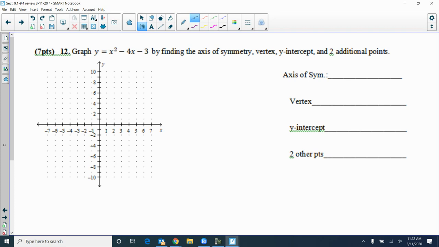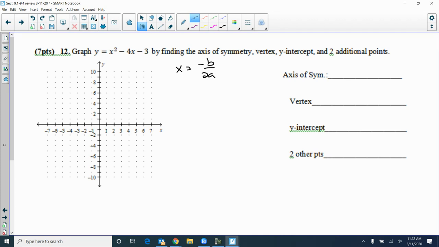Negative b over... okay, hold on, wait. Maybe not. Okay, this is why we're doing this. This is Brooke, how do I find the axis of symmetry? X equals negative b over 2a. So you've got this area right in the middle, I'm going to do all my work right here. X equals negative b over 2a.